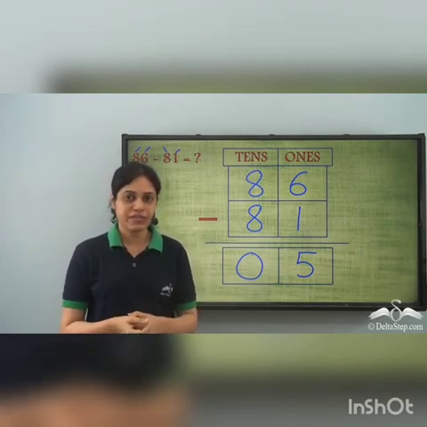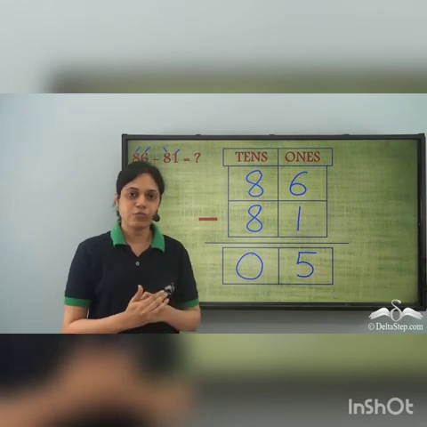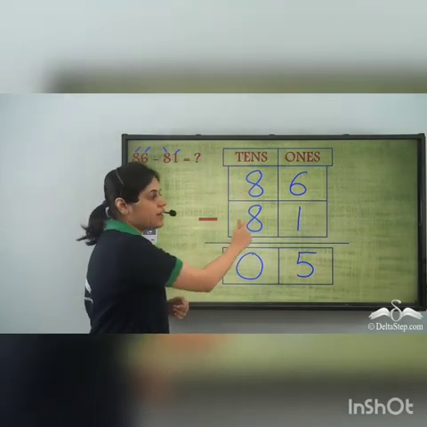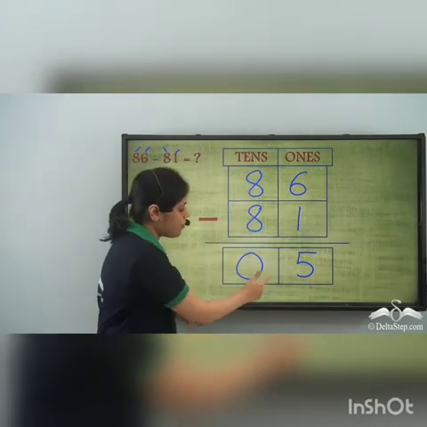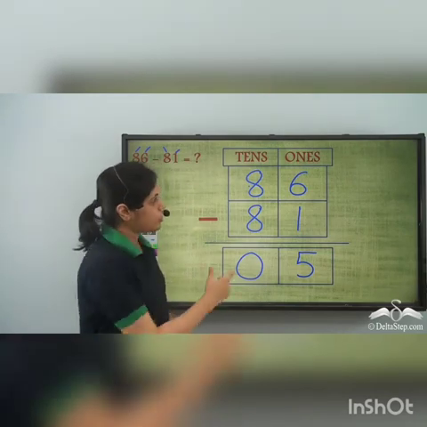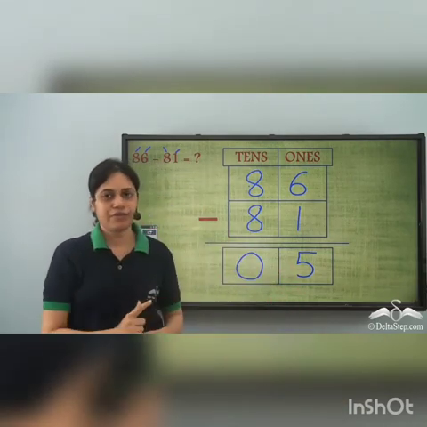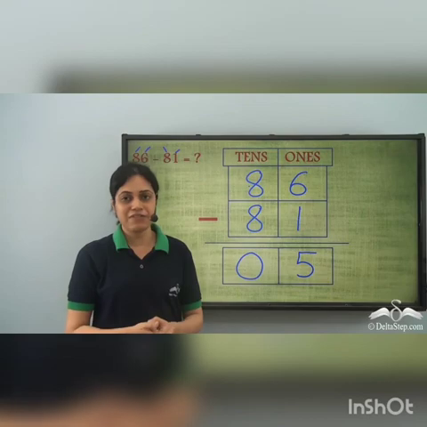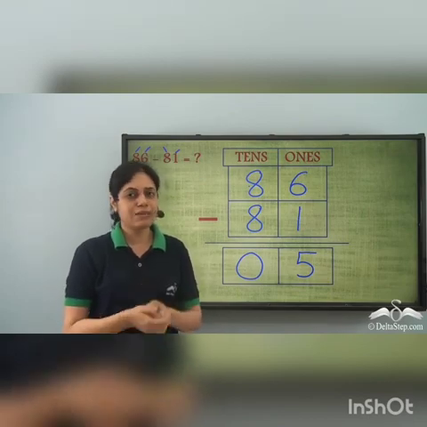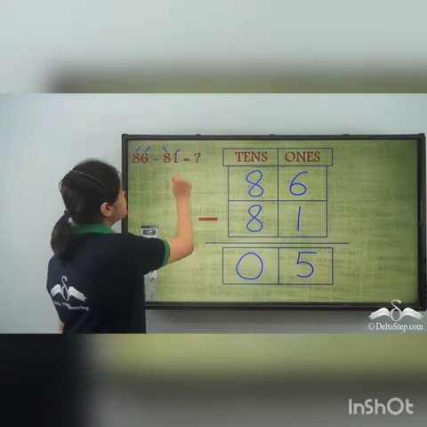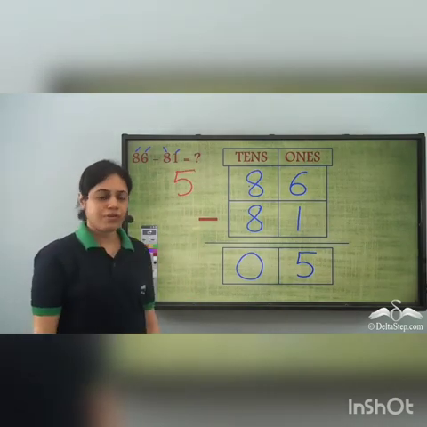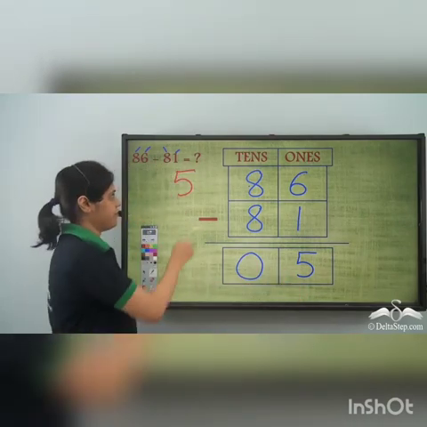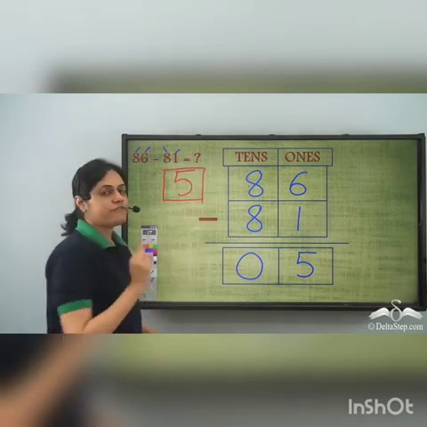If you have 8 pencils and I take away 8 pencils from you, how many will you have now? 0. So 8 taken away from 8, or 8 subtracted from 8, gives me 0. So the answer is 0, 5. Now what is 0, 5? 0, 5 is 0 tens and 5 ones. How can I write it in a simple way? It is simply 5, because 0 tens means no tens. So it is a single digit number, 5. So the answer is 5.